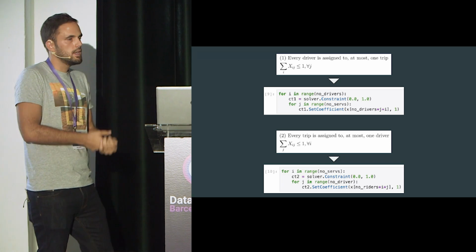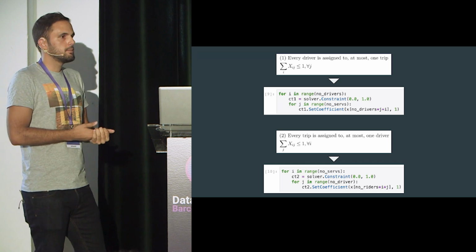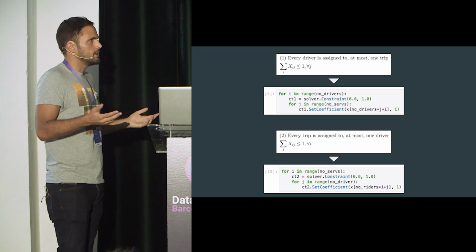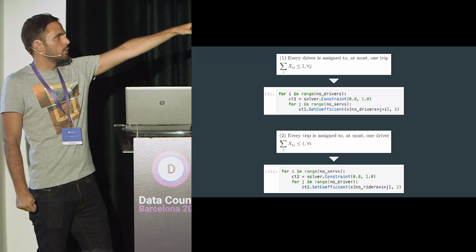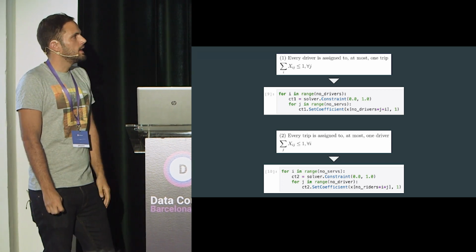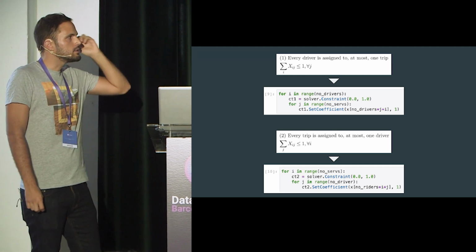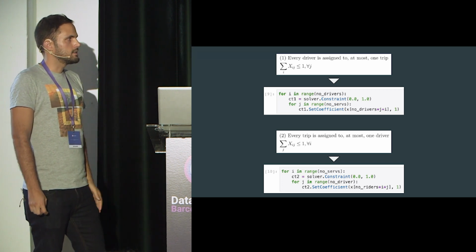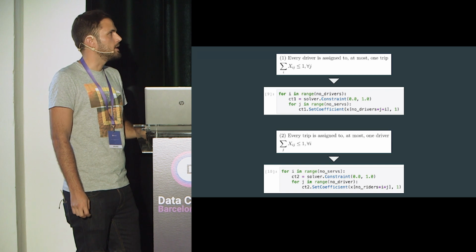Then, in terms of constraints, the first constraint is that every driver is assigned to at most one trip. This may seem obvious, but you have to tell the model how your system works, because otherwise the model doesn't know how it has to work. And that's how you write it. For every driver, the sum of the services that I assign him is smaller or equal to 1. And then again, every trip is assigned to at most one driver. So for every trip, the sum of drivers assigned to that trip is smaller or equal to 1. And that's how you translate it with this library.